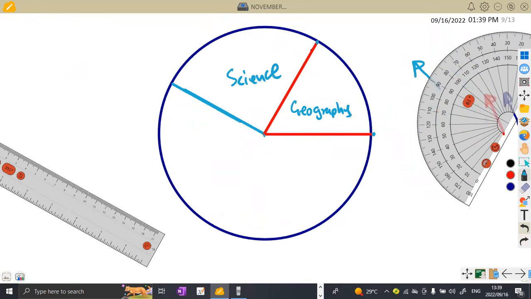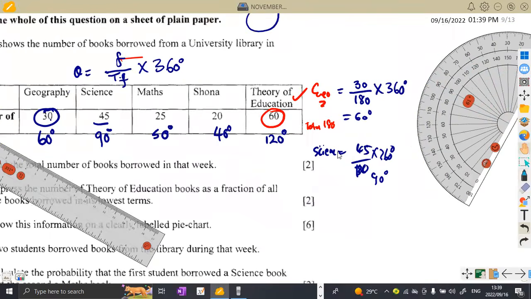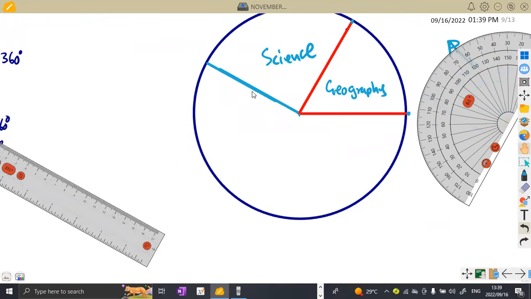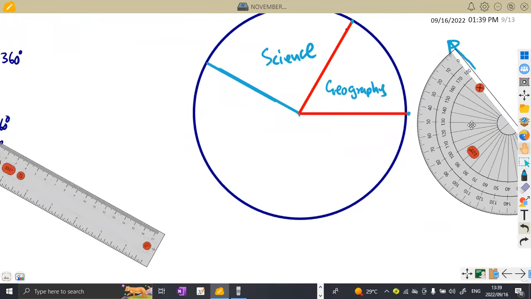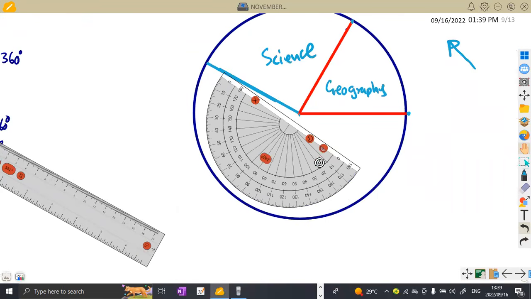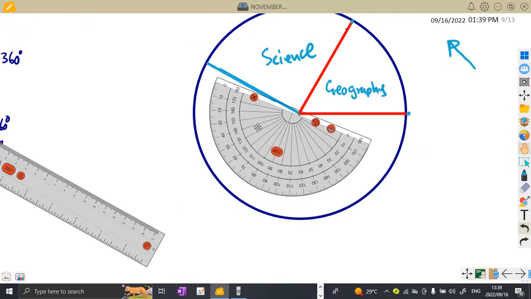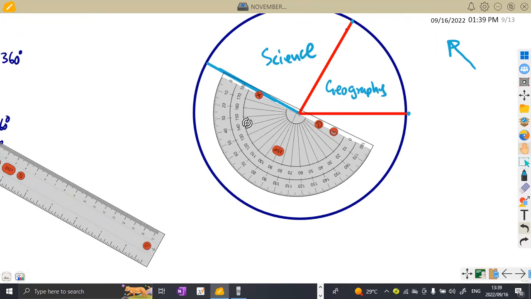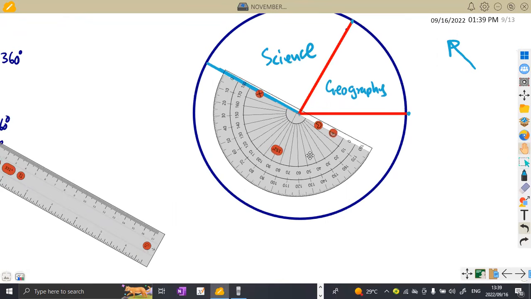All right, then we move on to the other one, which is maths, and maths is 50 degrees. So this is now your reference line. We are now at this line, so you have to make sure that your protractor is on that line. Let's rotate until it covers this line here. Make sure it starts from this point, which is at 0. We need 50 degrees anti-clockwise: 10, 20, 30, 40, 50. That is where our 50 is.